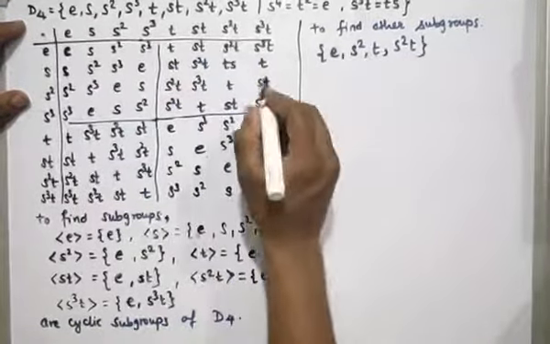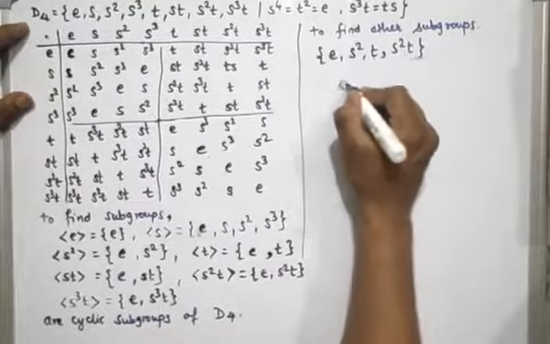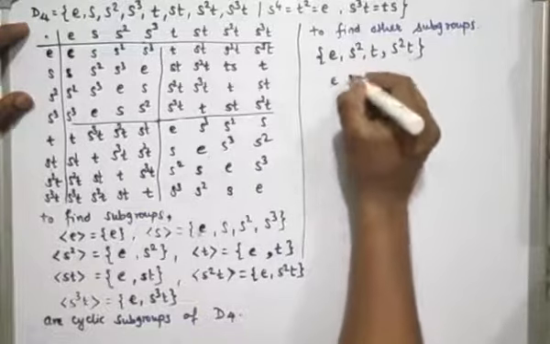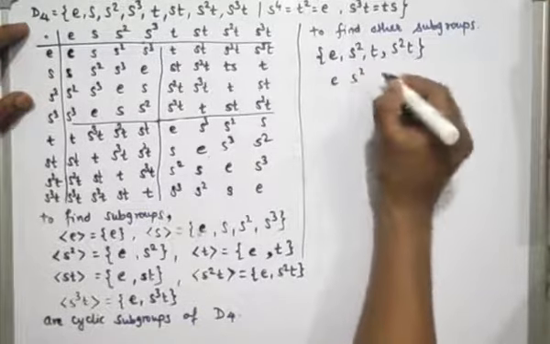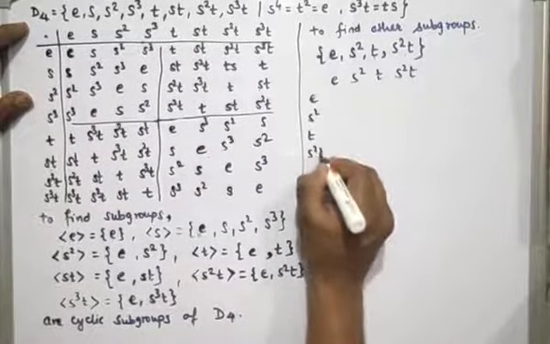So let's check the composition table of this: identity, S square, T, S square T, and here identity, S square, T, S square T.